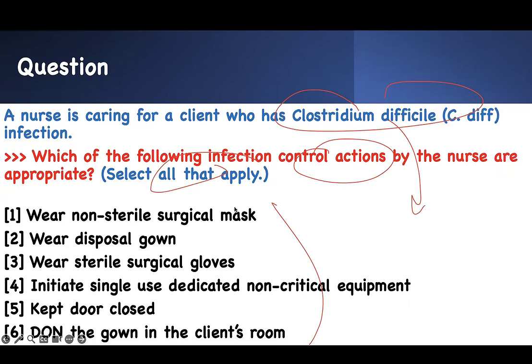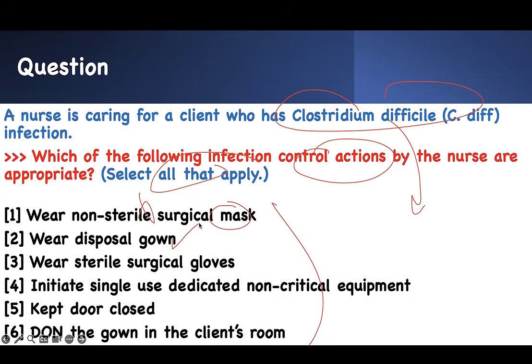Why would you need a surgical mask? I'm not touching you, right? My face is not touching you. It's usually my body and my hand. Therefore, I don't need to cover my face. Don't pick it. Wear disposable gown. Yes, my body will touch you. My hands will touch you. I need to wear that.